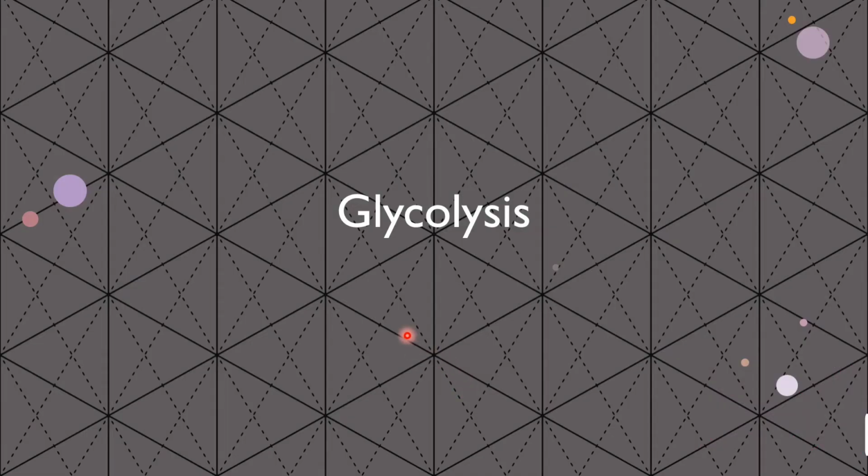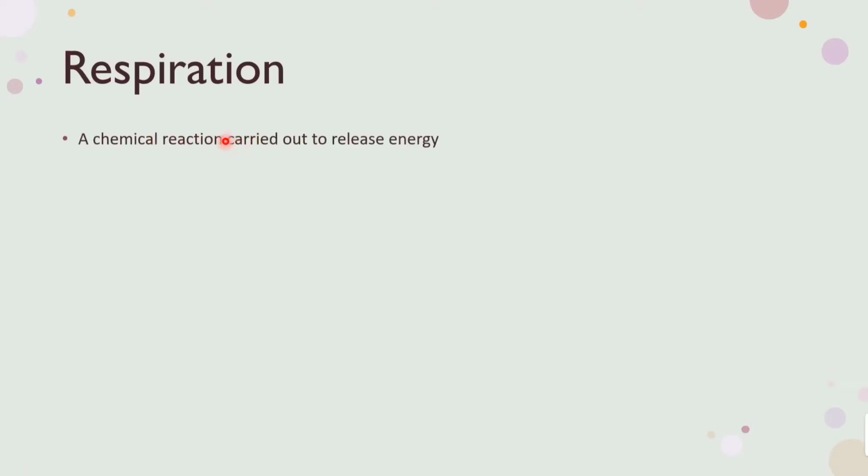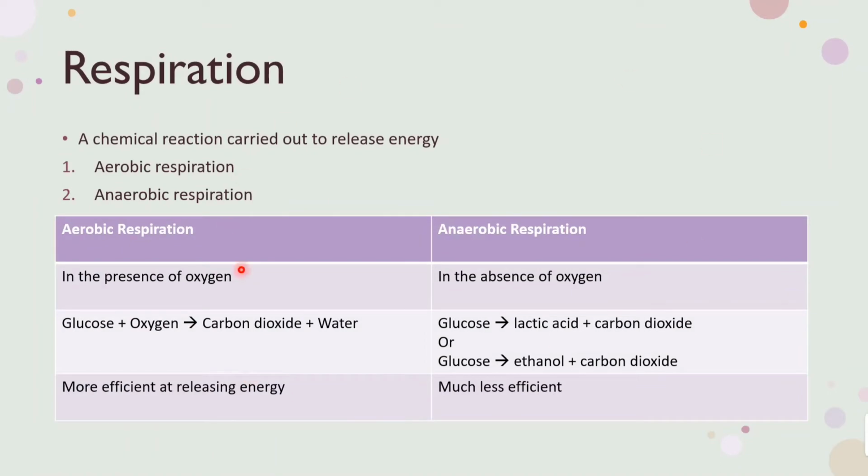Okay, today's video is on glycolysis. First we're going to have a quick overview of respiration. Respiration is a chemical reaction carried out to release energy. There are two types of respiration: aerobic respiration and anaerobic respiration. And here is a quick table summarizing the differences.